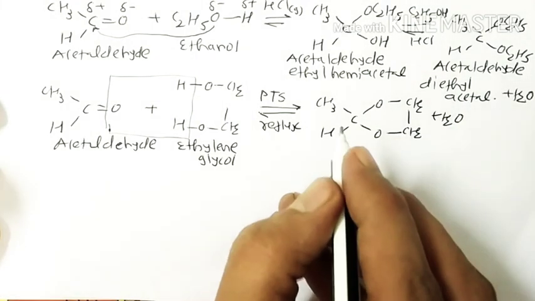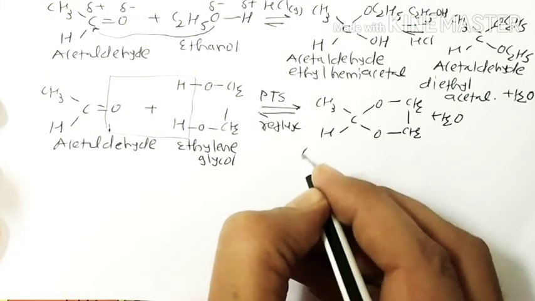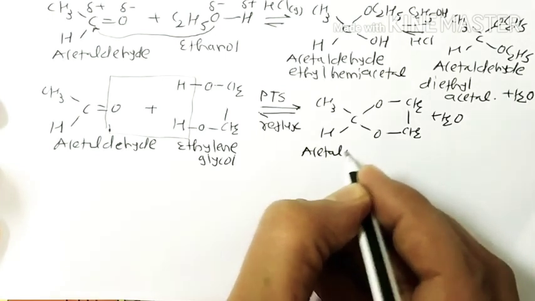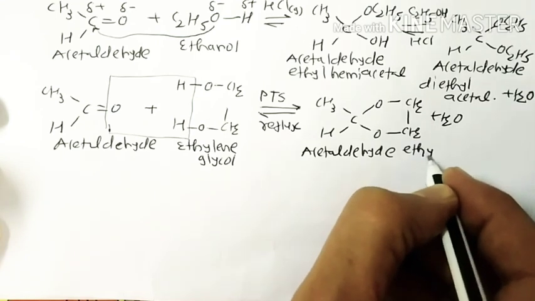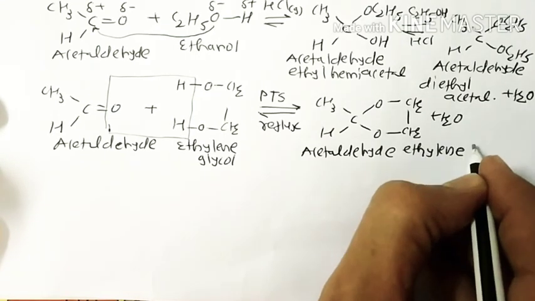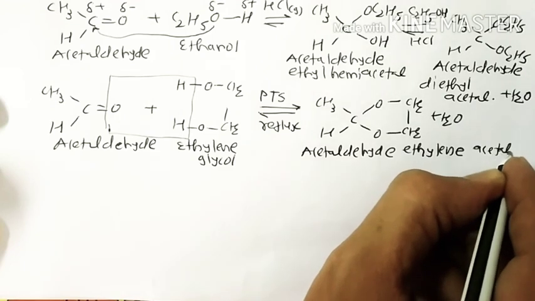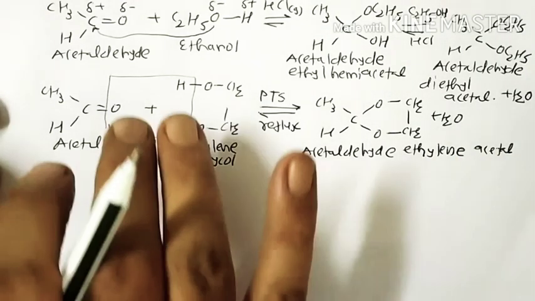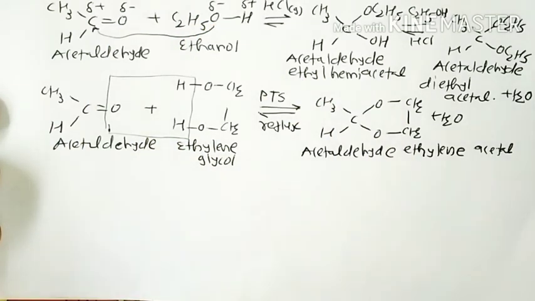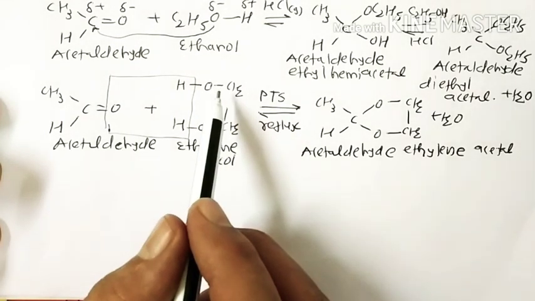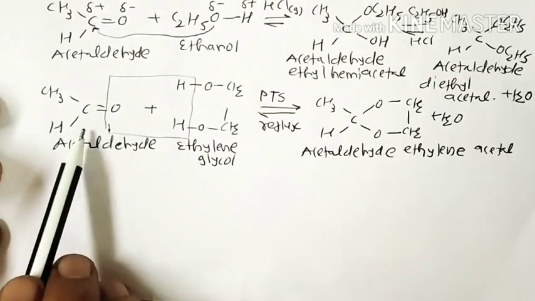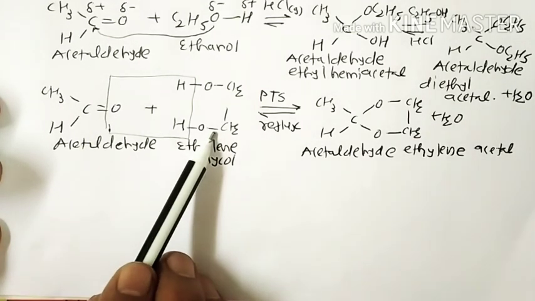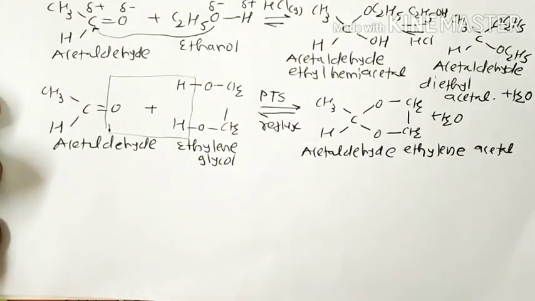तो ये जो हमें मिल गया है वो एसिटाल्डिहाइड इथिलीन एसिटाल है. So once again, if instead of 2 molecules of monohydric alcohol, 1 molecule of a dihydric alcohol such as this ethylene glycol is used, a cyclic acetal is formed. In actual practice, a mixture of an aldehyde is refluxed with excess of ethylene glycol in presence of PTS.